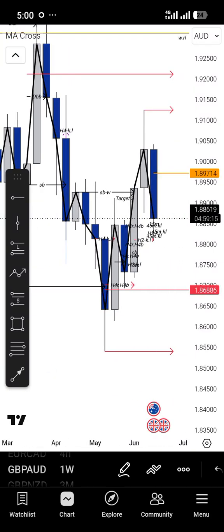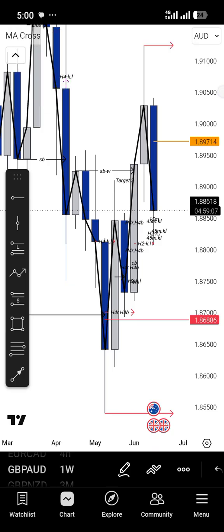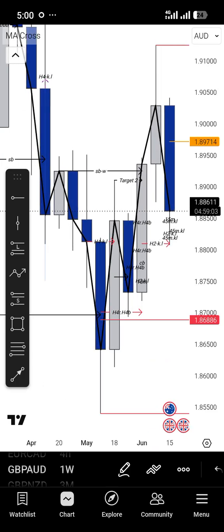This is a short video of the GBPAUD. So I'm just going to do this short clip just to show you my thought process. So this is the weekly time frame, right?